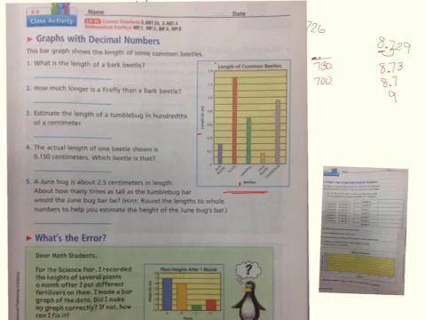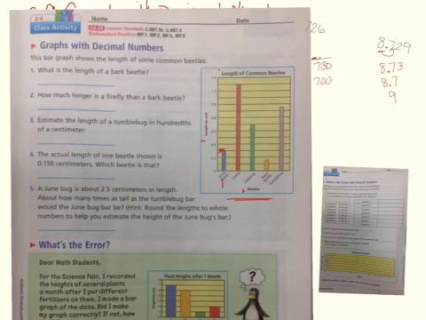So when we're looking, what is the length of a bark beetle? I'm going to go, here's the bark beetle right here. I'm going to see what line it's on. Okay, well it's between 0.2 and 0.4. So what would that measurement be, that line, be between 2/10 and 4/10. It would be 3/10.